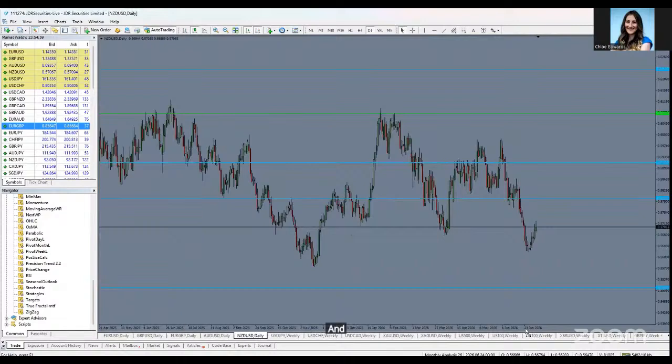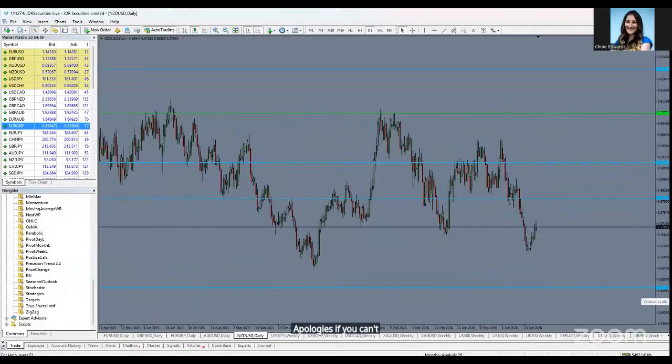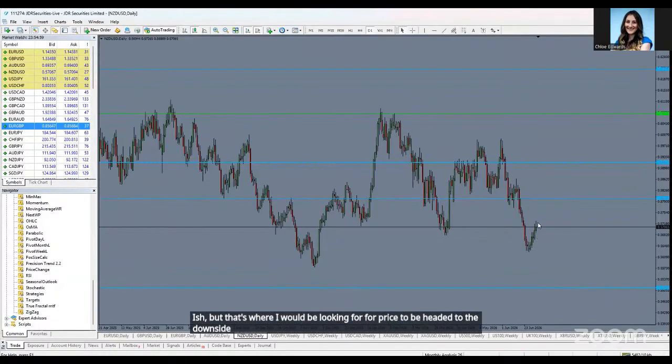And I'd be looking really for price to get down to this next horizontal level down here. Apologies if you can't read these levels. It's around 0.5508 ish, but that's where I would be looking for price to be headed to the downside if it does return to the downside here.